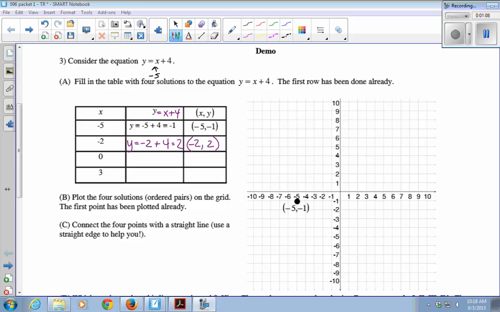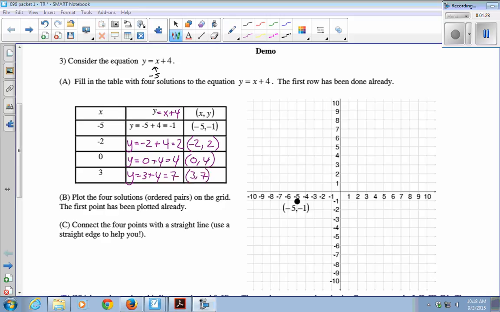For 0, we're going to have y equals 0 plus 4, which is 4. So my point is 0, 4. And then when x equals 3, y is going to be 3 plus 4, which is 7. So I have a point 3, 7.